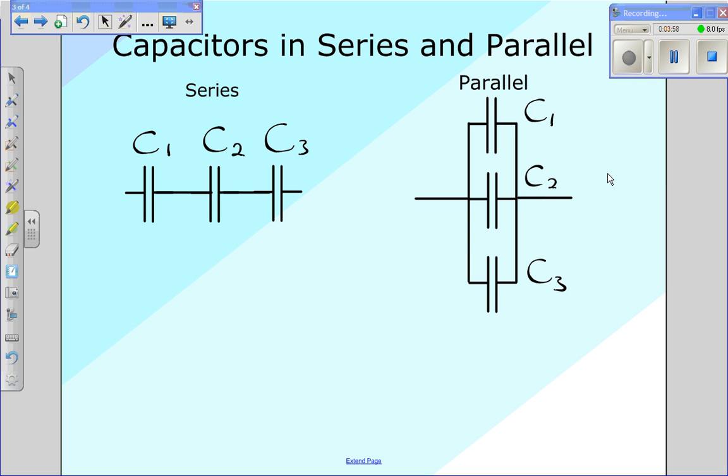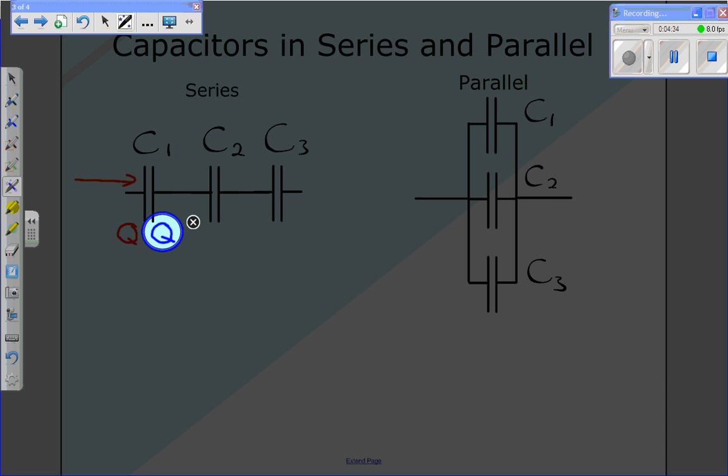What we want to do is look at series first, and we're going to imagine that we run a current from the left side into the first capacitor. Now, what's going to happen is on this first capacitor, we're going to build up a positive charge Q on the left side, which is going to build up an equal and opposite charge, negative Q, on the right-hand plate. Now, the interesting thing that happens here is we have to think about where this negative Q came from?